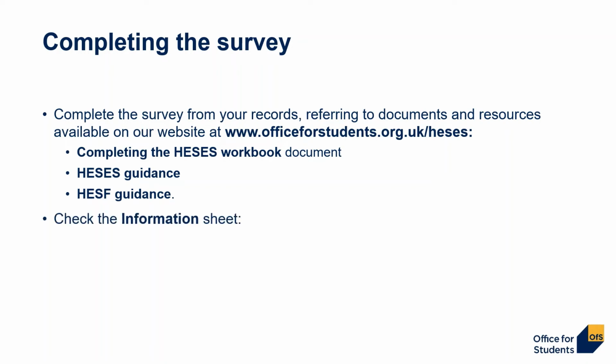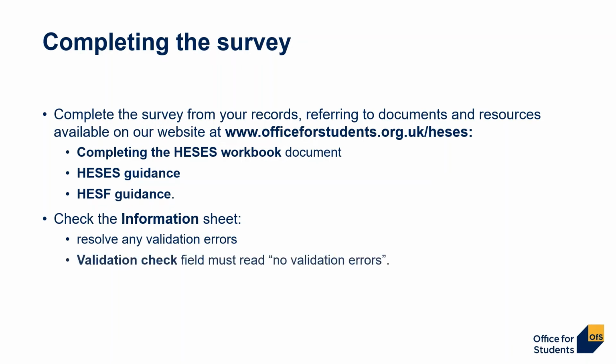Before submitting your workbook, check the information sheet. If the box labelled Validation Check lists any tables in red text, you will need to review the validation checks on those tables and fix the errors. You must ensure that the box labelled Validation Check is displaying the words No Validation Errors in green text, otherwise we will not accept your submission as valid.